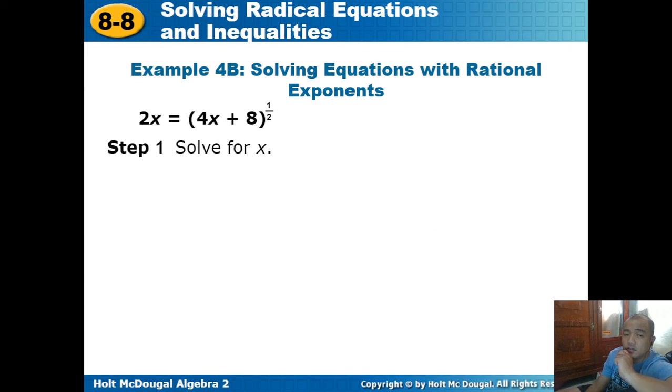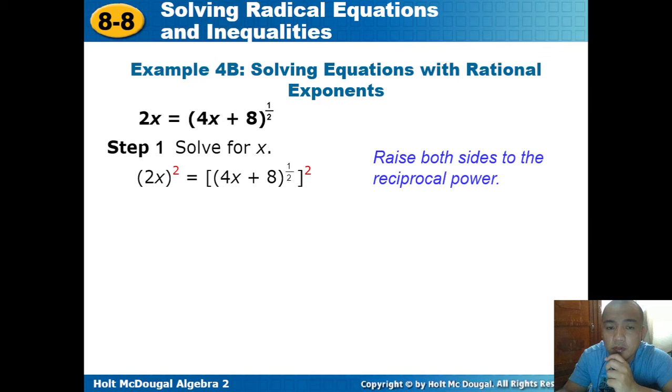Next, 2x equals the quantity 4x plus 8 raised to 1/2. Let's solve for x. Raise both sides to the reciprocal power. The reciprocal of 1/2 is 2, so raise both sides to the power of 2. This can be compared to the square root of 4x plus 8. So let us now simplify.